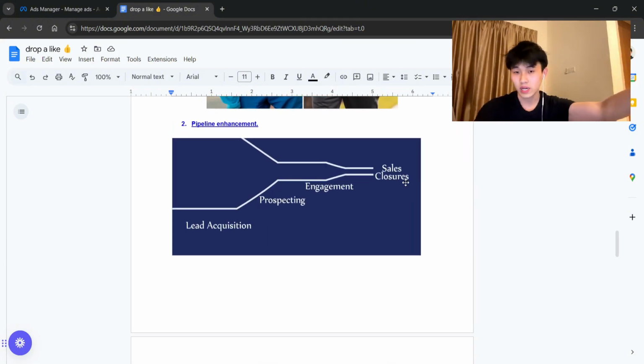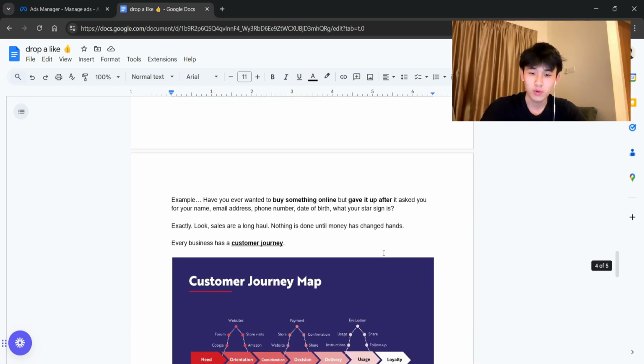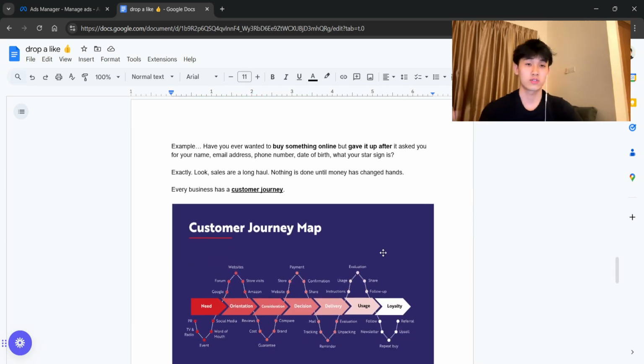All right, so second thing here, that was pretty important. The first one is the most important one. The second one would be pipeline enhancement. So I'm sure all of you have heard of the customer journey map. Now, before I do get into it, I want to give you guys an example.